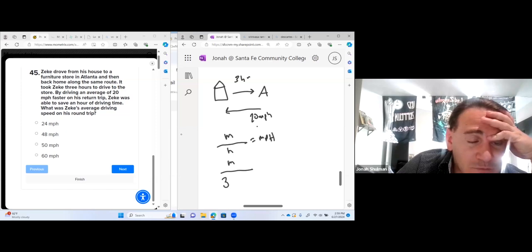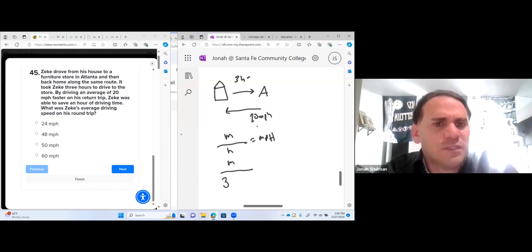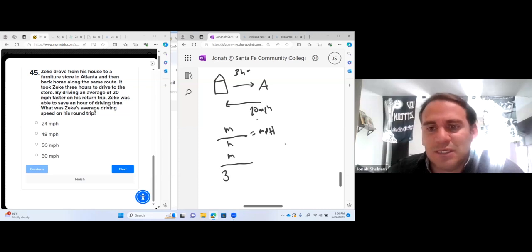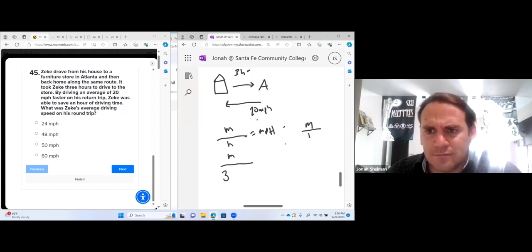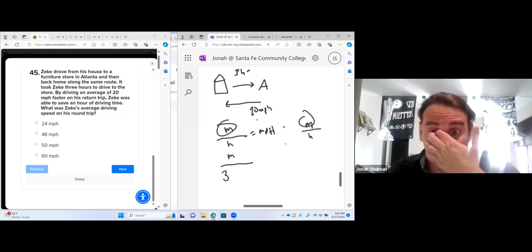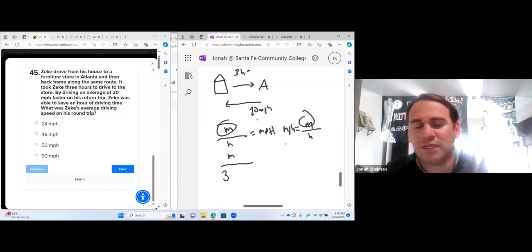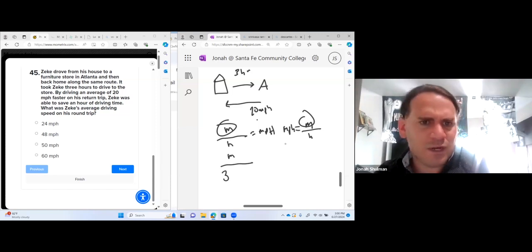Drove from his house to a furniture store and then back home on the same route. So these are both equal. So the miles should be equal on both. Sorry about that. So we know that we have the mileage, which is going to be the same. We have miles per hour. So if we can figure out the miles, we can figure out the hours.